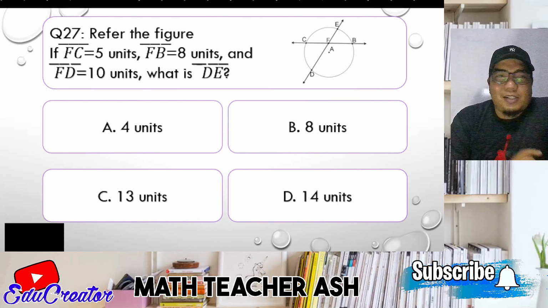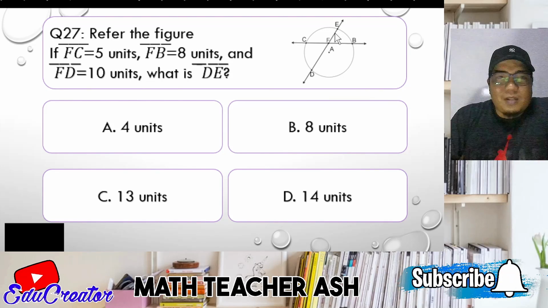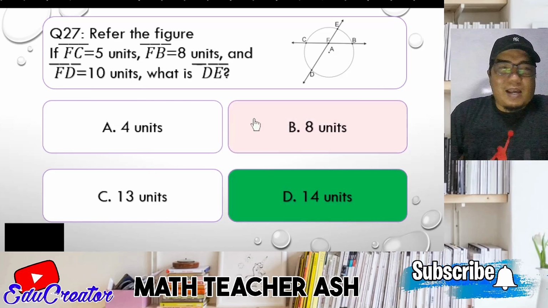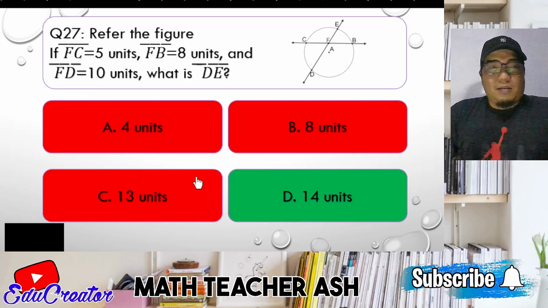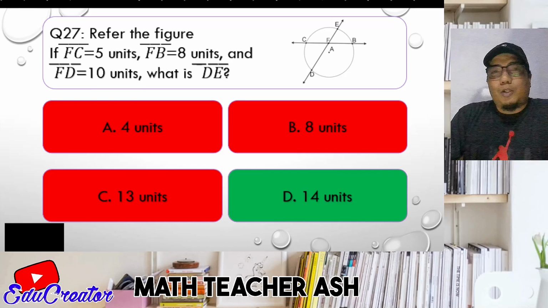Okay, my dear math learners, this is how you solve. Kanina na-solve na natin na ang sagot dito ay 4, tama? So, 4 and 10. So, buo, DE. Alam na natin, that is 14. Ayan. Easy lang talaga, right? My dear math learners. Now, let us go to question number 28.